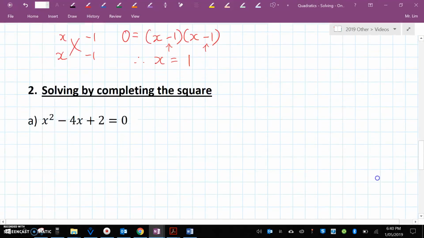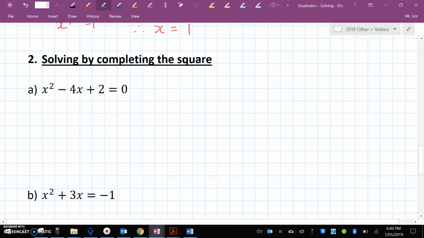Okay. Now let's have a look at how to solve by completing the square. To complete the square, we're going to look at the first two terms. x squared minus 4x. We're going to halve the 4 and then square it. Half of 4 is 2. 2 squared is 4, so I'm going to add 4. But then we also need to minus 4 to keep it the same. So if we add 4, we have to minus 4, as if nothing had ever happened.